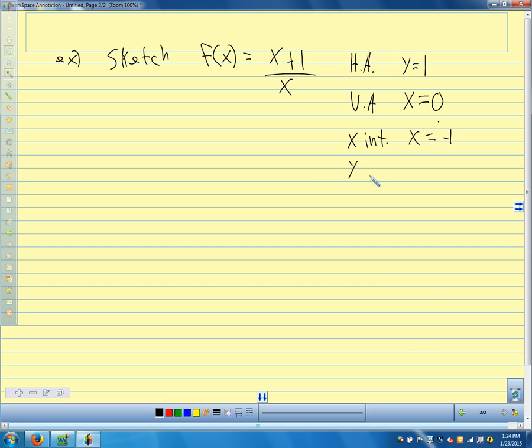Y-intercept. Plug in x equals 0. What happens when we plug in x equals 0? If I plug in x equals 0? Undefined, because we have a vertical asymptote there. So that tells us there's no y-intercept. So now we're ready to start sketching our graph.